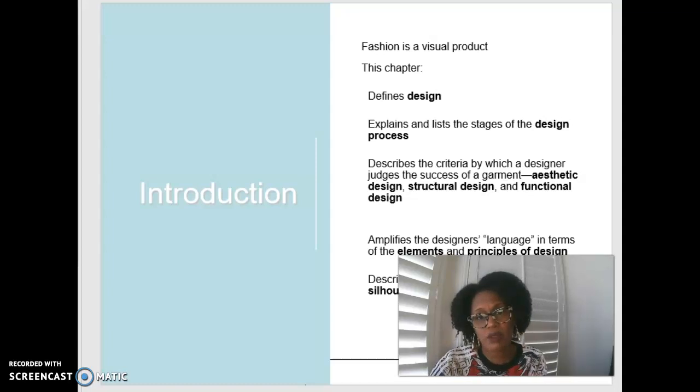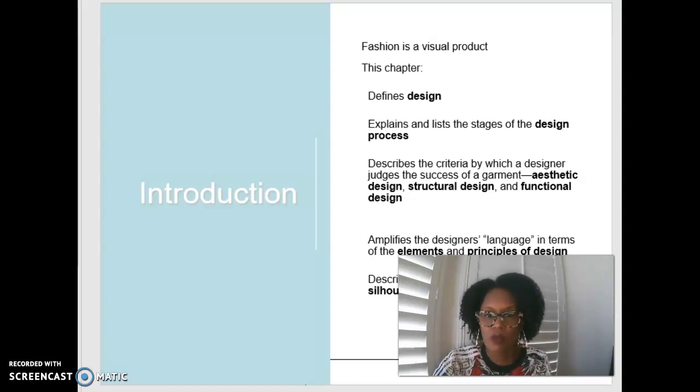So fashion, right? Fashion is a visual product, and you as a fashion creative, whether you're on the design side or on the merchandising side, we are creative people. We are visual people, and there's a lot that goes into the creation of some of these visual images.